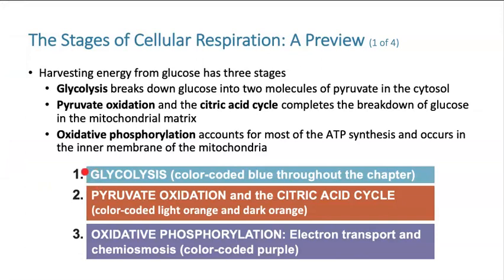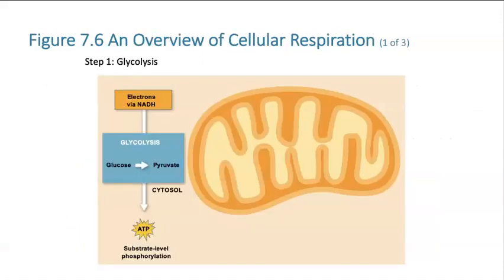Your book does a fantastic job of using colors to indicate which stage of cellular respiration we're in. So this blue color here is for glycolysis. Orange, either light orange or dark orange, is going to be for pyruvate oxidation and citric acid cycle. And purple is for oxidative phosphorylation. All three of these stages are involved in harvesting energy from glucose.